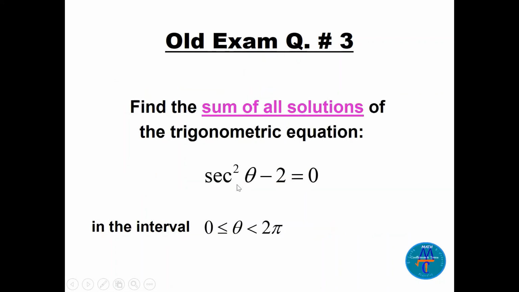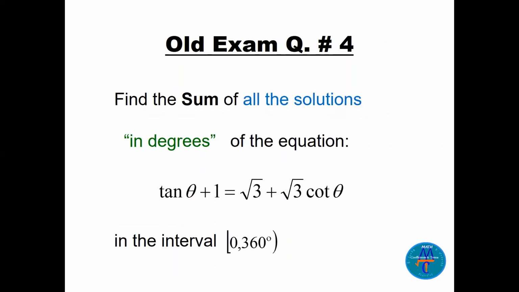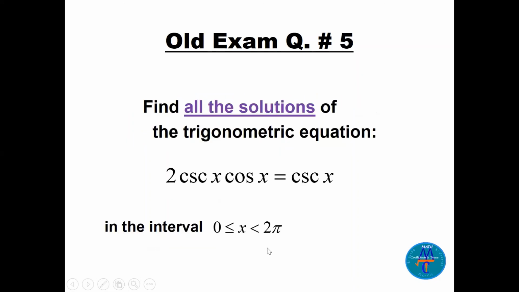Find the sum of all the solutions of this trigonometric equation, secant squared of theta minus 2 equals 0, in the interval 0 to 2 pi. Question number 4 is really interesting. Find the sum of all the solutions in degrees, please, of this equation: tan of theta plus 1 equals square root of 3 plus square root of 3 cotan of theta, in the interval 0 to 360.